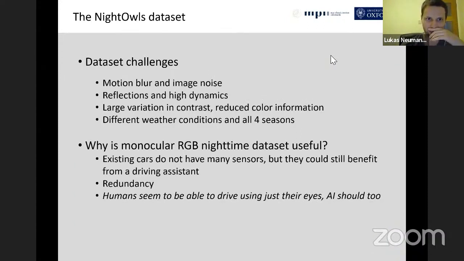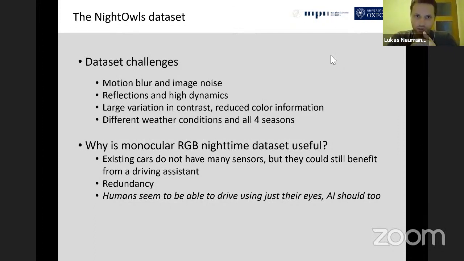Let me quickly talk about some of the challenges that are introduced as part of the night data. It's the things that you would probably imagine would happen in this type of situation. You have, of course, a lot of motion blur, as the exposure rate is very low. There's a lot of noise. As the car is moving, and all the pedestrians and different actors in the scenes are moving, there are a lot of reflections, high dynamics, and all these effects combined make this dataset really challenging because it's just a standard RGB camera.